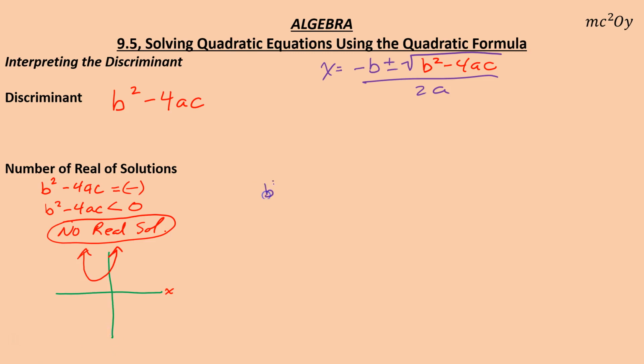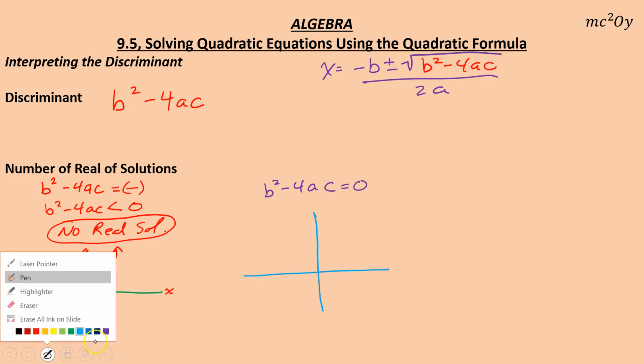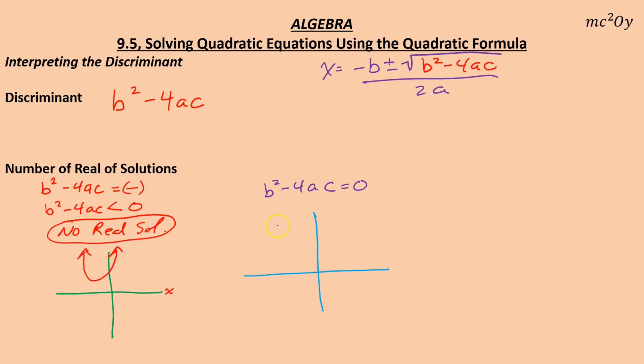If b squared minus 4ac, when that is equal to 0, okay, that would mean I'd have one solution. It would go down and hit the graph, or the x-axis, and come back up. Okay? That means I have one real solution.